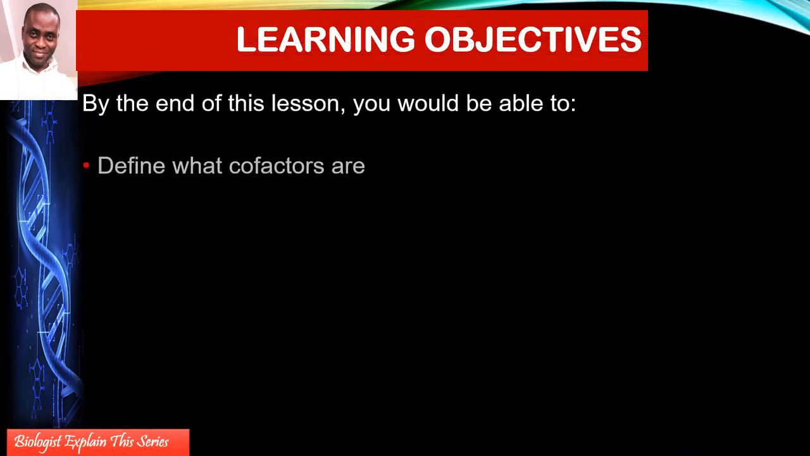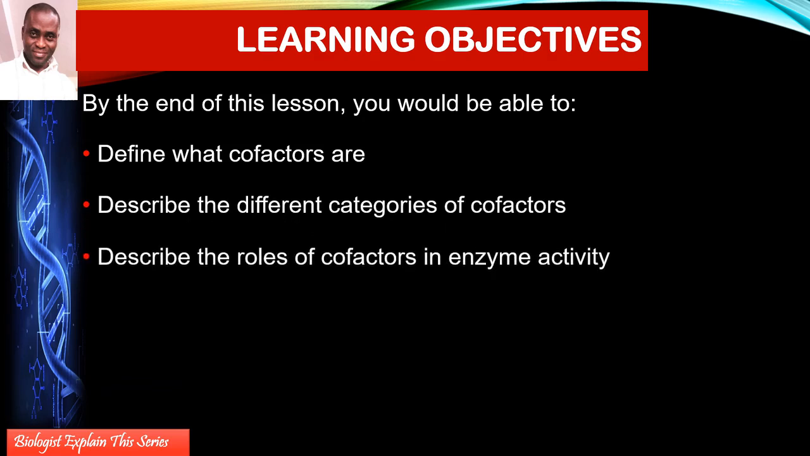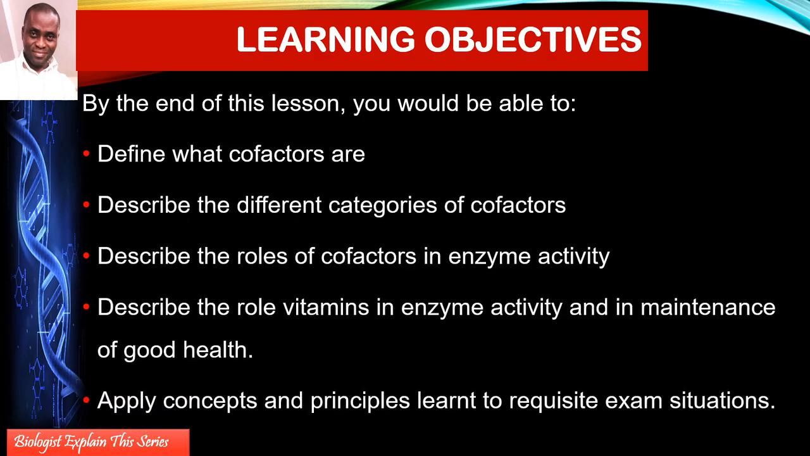Now let's first look at our assessment objectives like we always do. At the end of this lesson, you should be able to define what cofactors are, describe the different categories of cofactors, describe the roles of cofactors in enzyme activity, and also describe the role of vitamins in enzyme activity and in the maintenance of good health, very important. And at the end of it all, be able to apply the concepts and principles you have learned in requisite exam situations to your success.